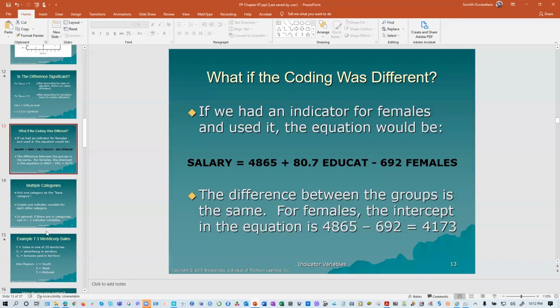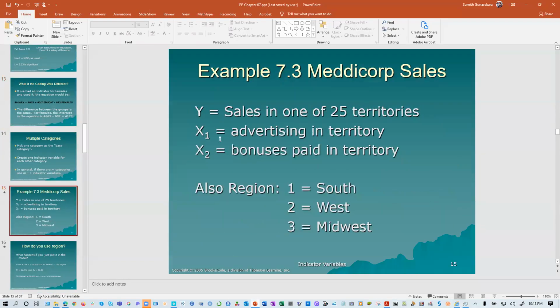Let's say that now you have three options, the same thing that we were talking about in the very beginning: non-smokers, former smokers, and current smokers. Same way here. Now we have sales in 25 territories, advertising in territory, the bonus paid in territory, and there are 3 regions too. See, also region. Region has 3 options. These are categorical. This is numerical for sure, bonuses numerical, advertising numerical, but the region.